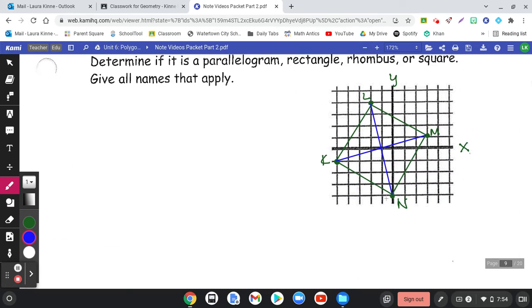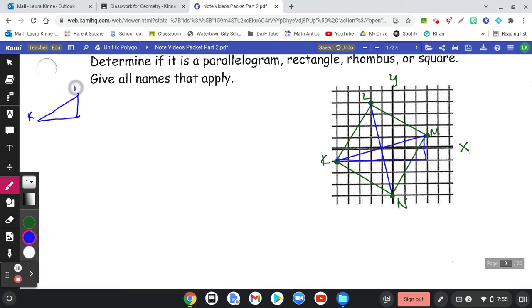All right, so let's determine first if they are a parallelogram. So I'm going to do KM. Again, you're kind of making them into a right triangle, right? Or, let's see.